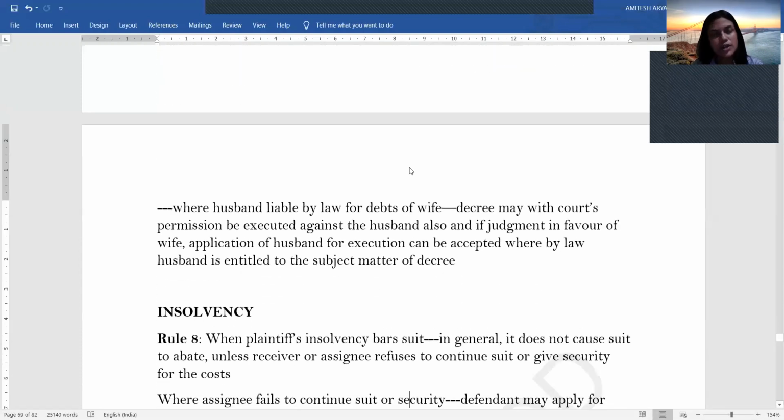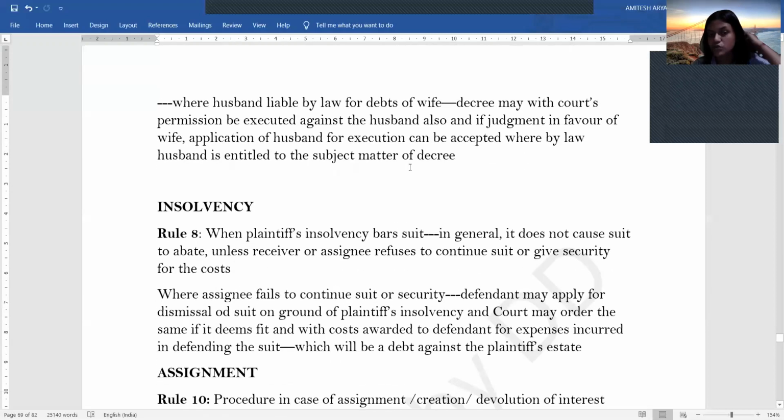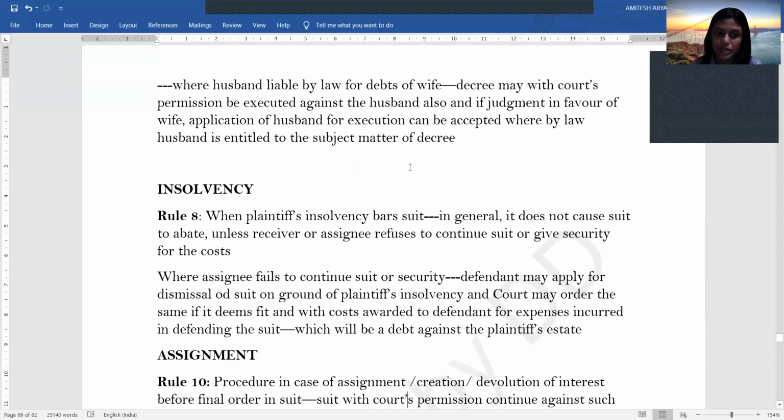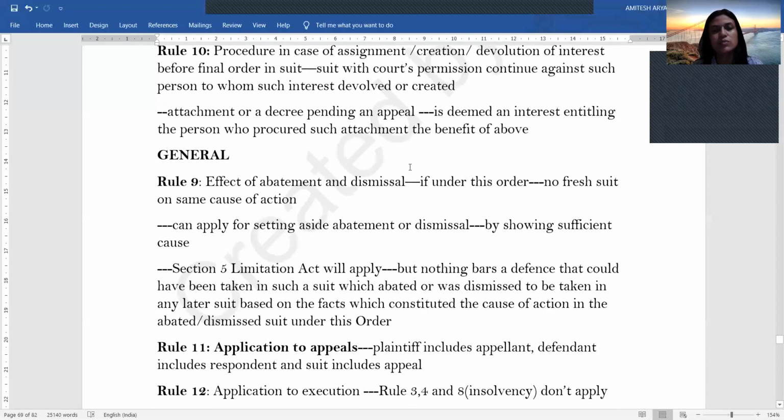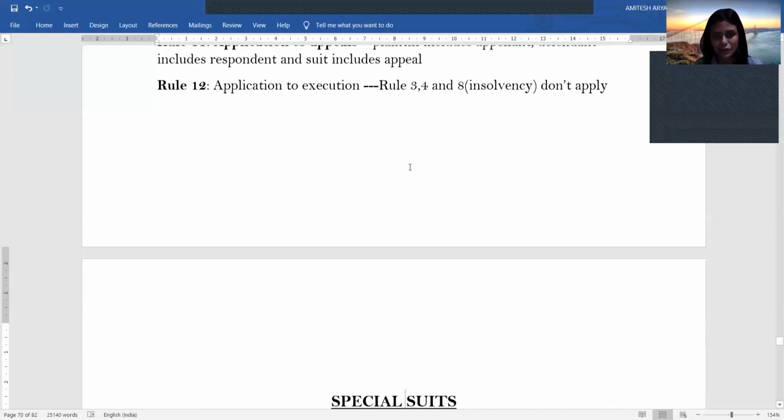Then insolvency in general also does not abate the suit unless a receiver or assignee is refusing to continue the suit or give security. Assignment, here also with the court's permission you can continue against the person to whom the interest was devolved or created. If there is an abatement or dismissal, no fresh suit, but you can apply for setting that same aside. It also applies to appeals and execution.